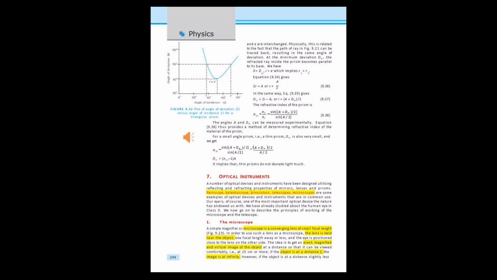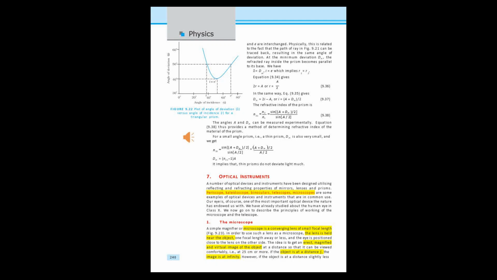Optical instruments. A number of optical devices and instruments have been designed utilizing reflecting and refracting properties of mirrors, lenses and prisms. Periscope, kaleidoscope, binoculars, telescopes, microscopes are some examples of optical devices and instruments that are in common use. Our eye is, of course, one of the most important optical devices nature has endowed us with. We have already studied the human eye in class 10. We now go on to describe the principles of working of the microscope and the telescope.